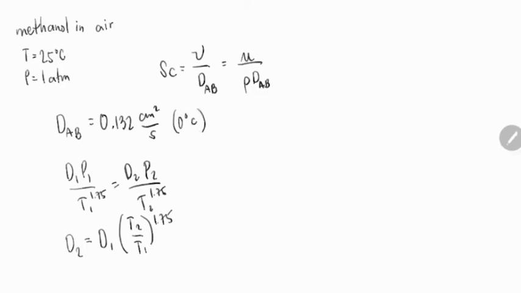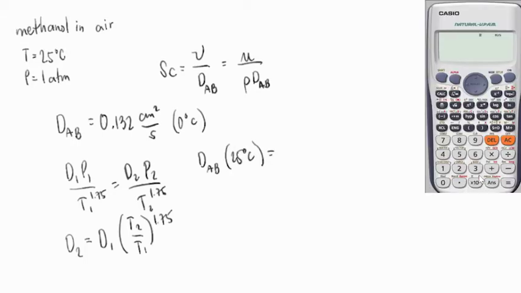Okay? The 0.132 square centimeter per second diffusivity was taken at 0 degrees Celsius. So let us solve for the diffusivity D_AB at 25 degrees Celsius. That would be 0.132 divided by 100 squared to convert it to square meter per second, multiplied by the ratio 298.15 as our T2, and our reference temperature T1 is 273.15 Kelvin. And this ratio is raised to 1.75.